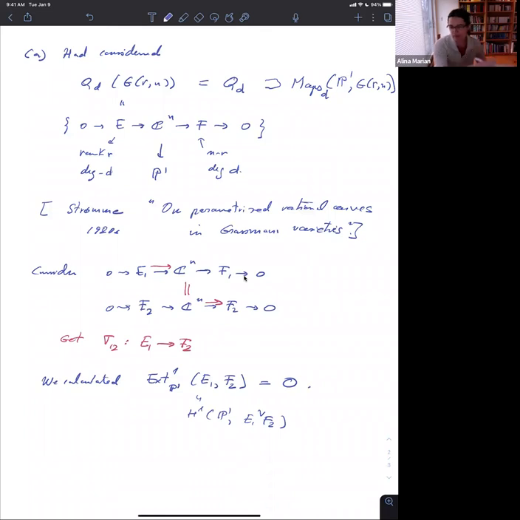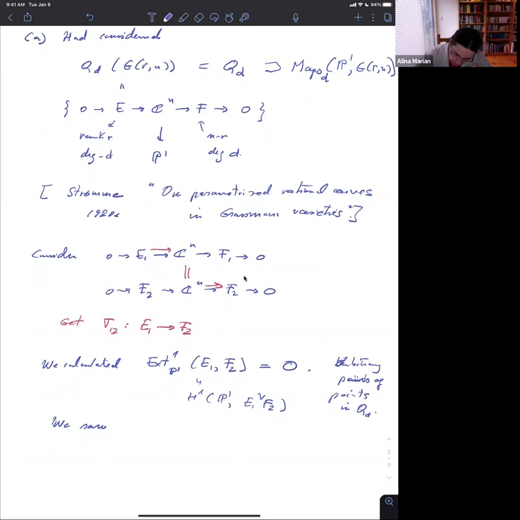Of course, I'm using the same sequence. We also saw this for arbitrary pairs of points in the quot scheme Q_D. We also talked a bit about the tangent space, and we saw that it is equal to Ext^0. This is true for any quot scheme in any setting of E into F.